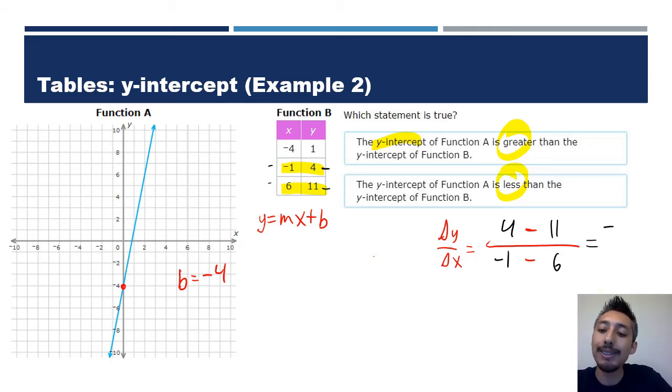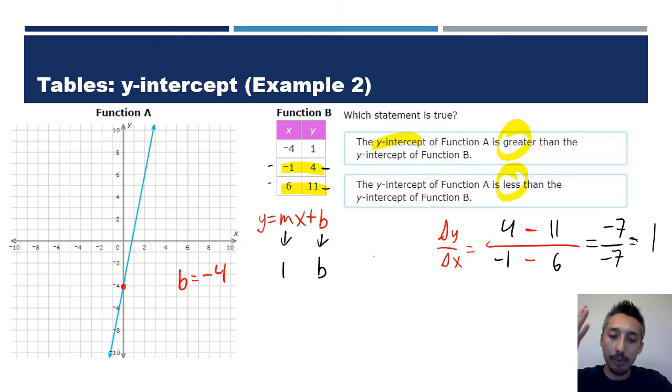4 minus 11 is negative 7. Negative 1 minus 6 is also negative 7. And negative 7 divided by negative 7 is equal to 1, a positive 1. So that is our slope. And now that we know what our slope is, it's just 1, now we need to figure out what b is, our y-intercept, but we still don't know what it is.